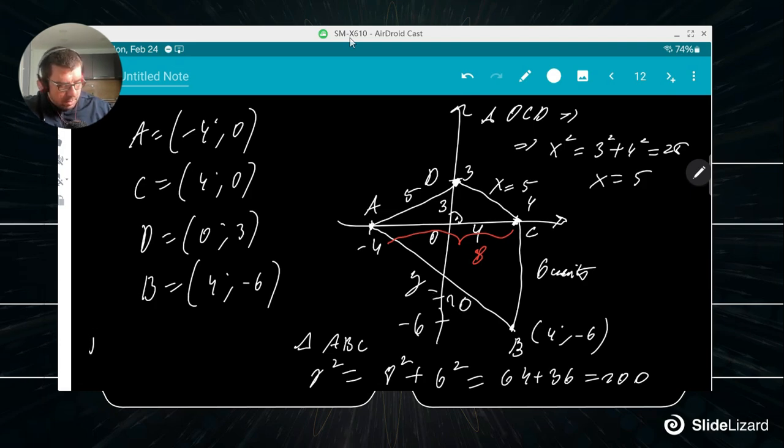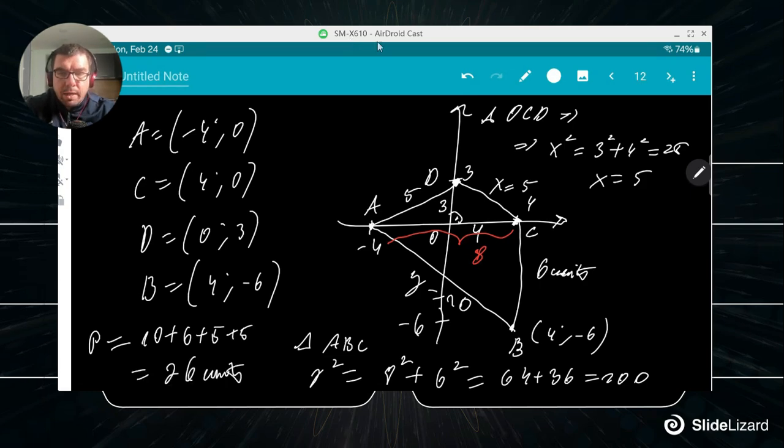And now the perimeter is simply 10 plus 6 plus 5 plus 5, which is 26 units. Okay? And that's the answer.